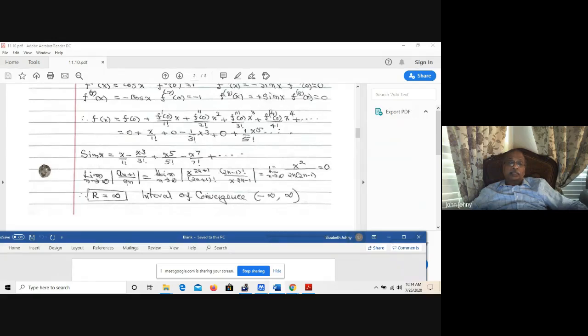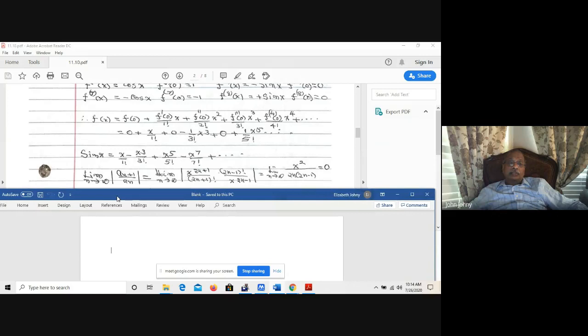And now let us try to find the interval of convergence. Limit n approaches infinity, absolute value of a n plus 1 over a n. We are thinking about absolute value, so discard all the negative signs. It is going to be x to the 2n plus 1 over 2n plus 1 factorial times 2n minus 1 factorial over x to the 2n minus 1. So it becomes x squared, since 2n plus 1 minus 2n minus 1 is 2.